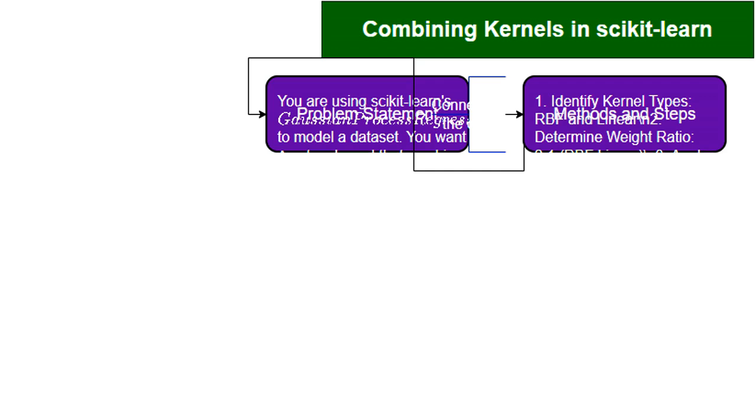These are the steps involved in solving the problem. First, you must identify the kernel types. An RBF kernel and a linear kernel are used in this example. Second, you are given that the weight ratio between the two kernels must be 2:1. Finally, using the information given, you must correctly apply the weights to the compound kernel to reflect the desired ratio and produce a correctly normalized result.